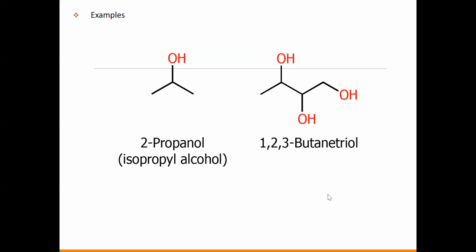So if you want to review more on how to name, again, I'd like to encourage you to return to your previous discussion on how to name our alcohols.